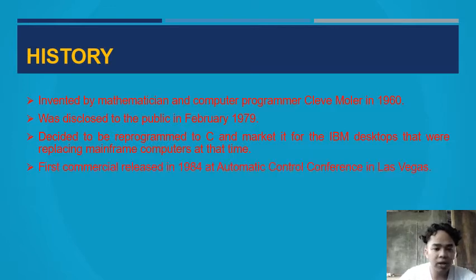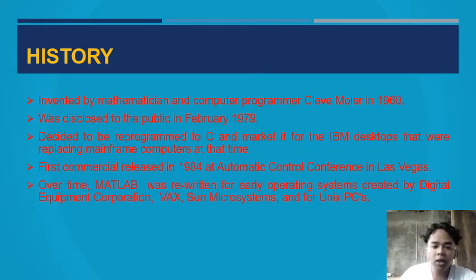MATLAB was first released in 1984 at the Automatic Control Conference in Las Vegas, USA. MathWorks, Inc. was founded to develop the software, and the MATLAB programming language was released. The first MATLAB sale was the following year when Nick Trefethen from the Massachusetts Institute of Technology bought 10 copies.